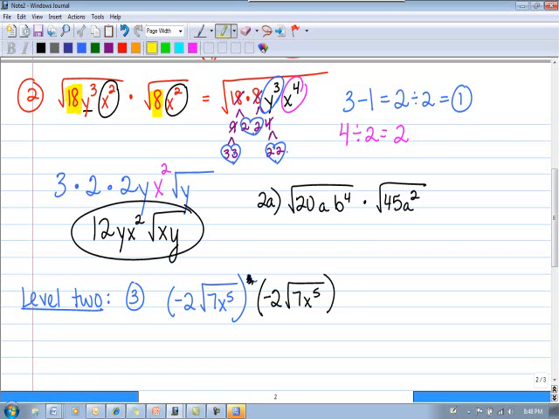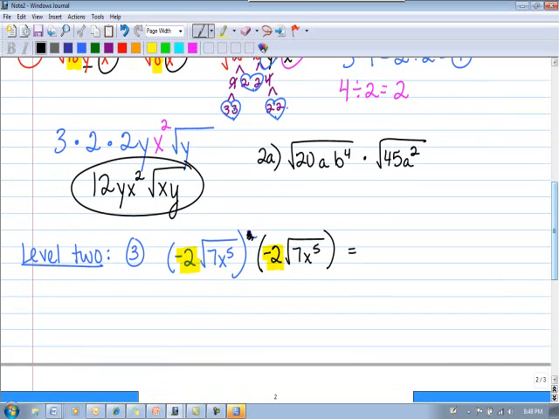And I'm going to go ahead and multiply my numbers outside the radical first, just like all the problems we've been seeing between yesterday and today. So negative 2 times negative 2 is 4 on the outside. Now I'm going to work on my inside and multiply those coefficients first. So 7 times 7 on the inside gives me 49. And then I have 5 x's here and 5 x's here, so that's a total of 10 x's on the inside.